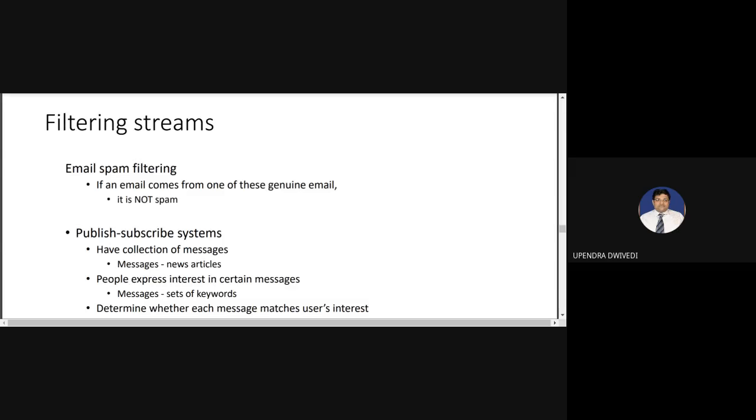Now, let us discuss filtering streams. Why is filtering a stream required? For example, email spam filtering. In the last lecture, we discussed that when we are dealing with email, it doesn't mean that we are dealing with only one email provider. We have to deal with multiple email providers, maybe Gmail, Yahoo, Outlook, or others.